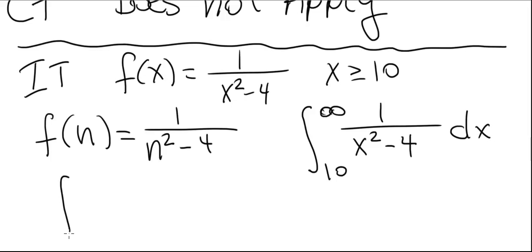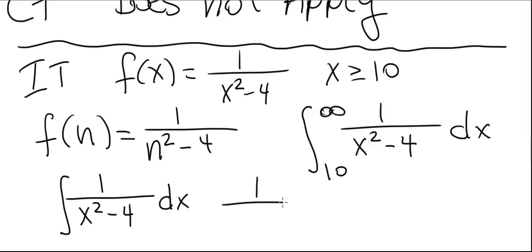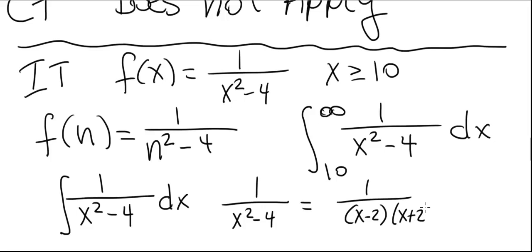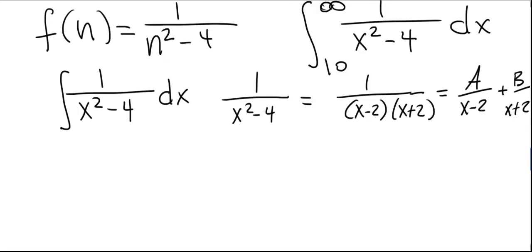If you recall the integration techniques, the way we'd evaluate this integral is by using the method of partial fractions. 1 divided by x squared minus 4 can be rewritten as 1 divided by x minus 2 times x plus 2. These are distinct linear terms. We can write it as equal to a over x minus 2 plus b over x plus 2. Now let's multiply both sides by x minus 2 times x plus 2, and we have 1 equals a times x plus 2 plus b times x minus 2.